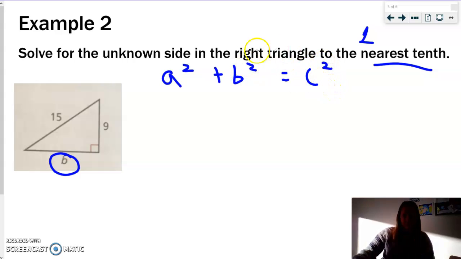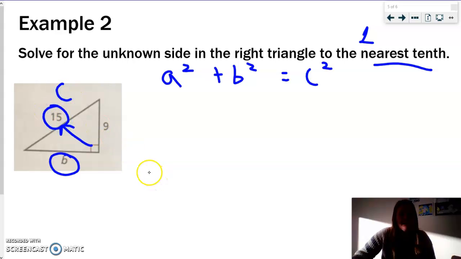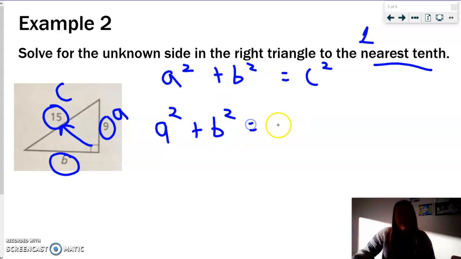Now I just have to determine is 9 a or is 15 a. So think about my square here, showing me that right angle, and I always said the hypotenuse is right across from it. And so this is your hypotenuse, which is always your c value. So that's my c, and so 9 is going to be a. So I'm going to plug in 9 for a. I don't know what b is, but I do know what c is.